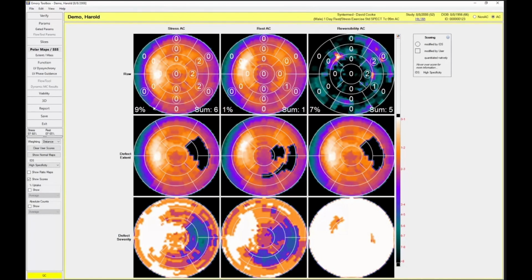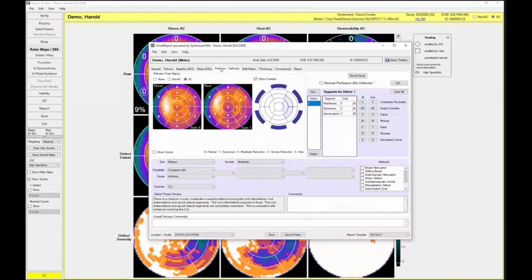But not only the scores that you see here, but I brought up the report a little earlier. It has also read the study and come up with a paragraph. So it saw this lateral wall defect, some score of 6, mostly reversible. And based on ASNC guideline reporting standards, 3 segments qualifies as a medium-sized defect. A score of 6 qualifies as a moderately severe defect. And then because it's in the lateral wall, it's consistent with ischemia in the left circumflex territory. And so again, all of that was brought out because of the artificial intelligence system that was built into it.